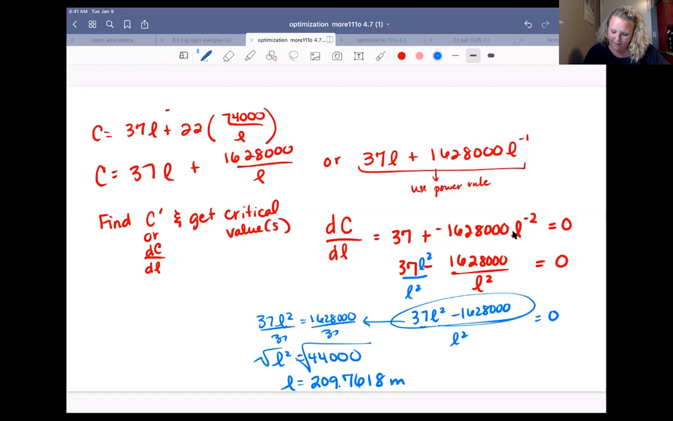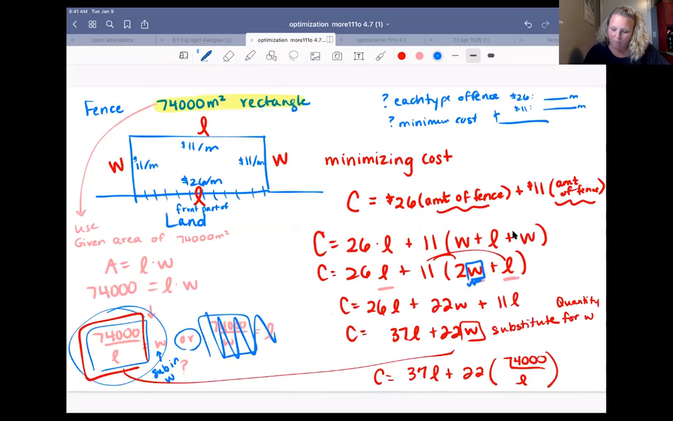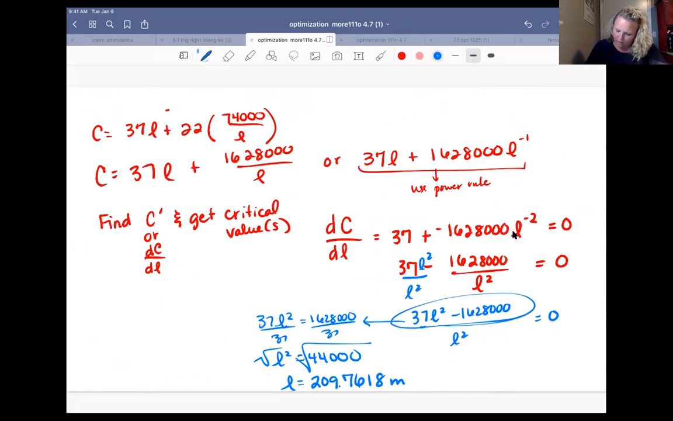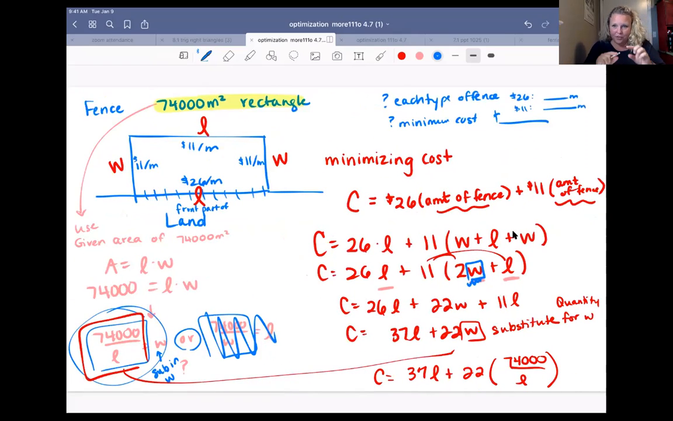We were asked to find how much of each type of fence you would need. So to go back to the picture, the length is that front part that was 26, but you also need that much in the back, and then you have to figure how much of the width you need.